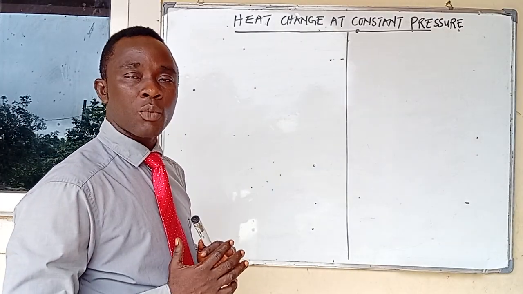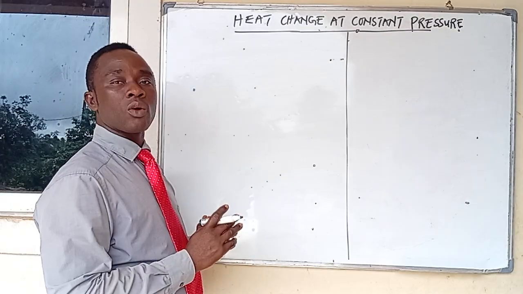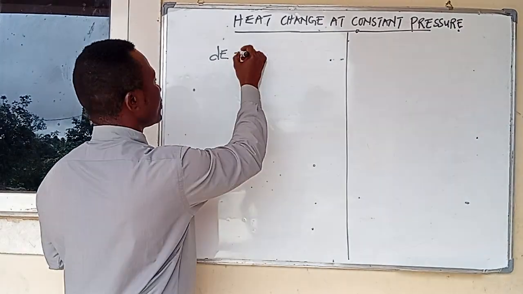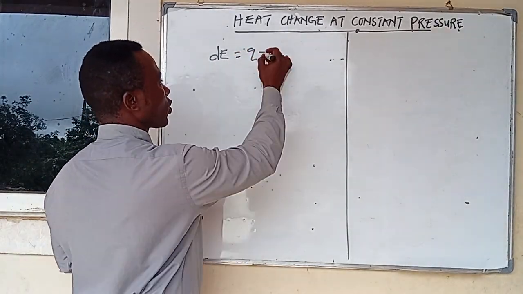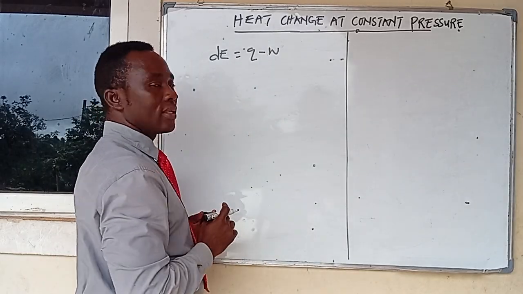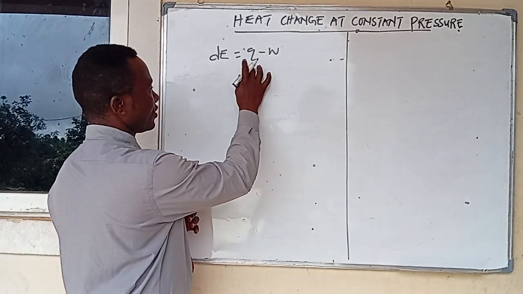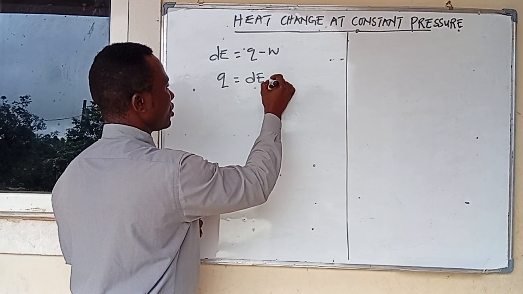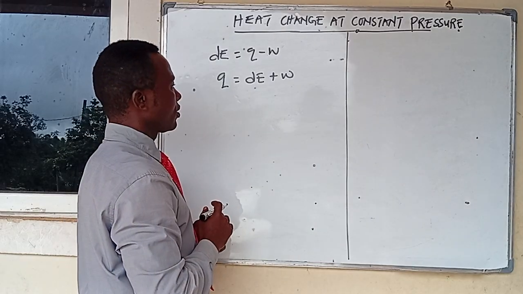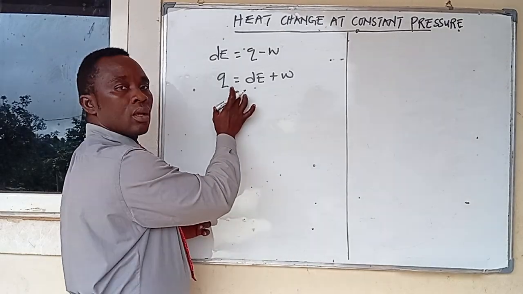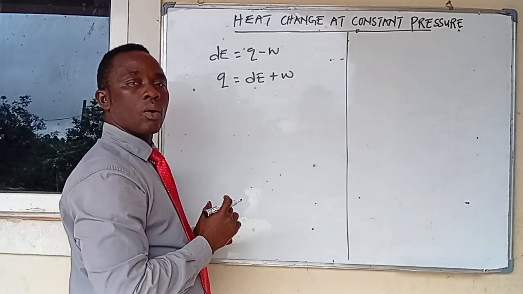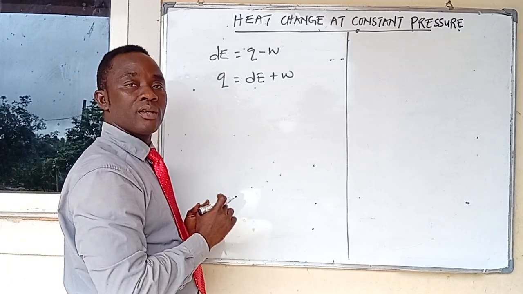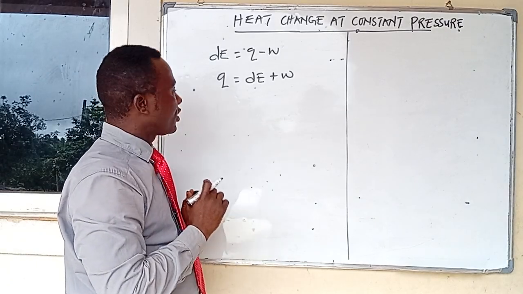Now, that is thermodynamics. According to the first law of thermodynamics, change in internal energy is equal to heat absorbed minus work done by the system. Now, if we make heat the subject, it becomes change in internal energy plus work done. If the heat is absorbed under constant pressure, what will the value of this heat be? That is what we want to factor out this morning.